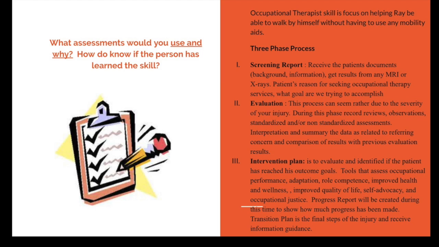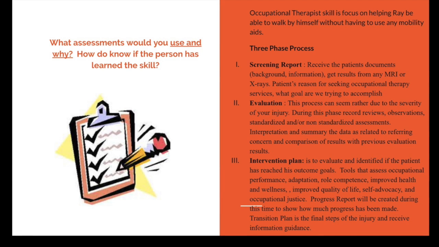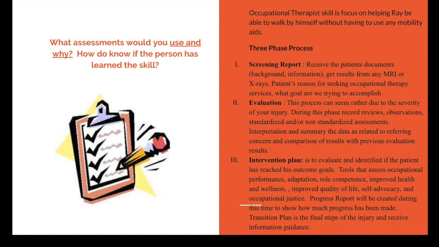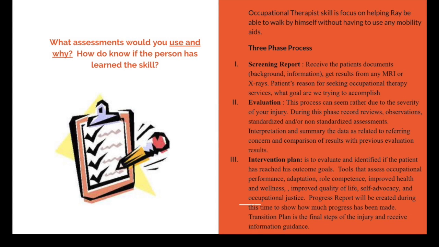In order to assess Miller's progress, we will be using a 3-phase process: the screening report, the evaluation, and the intervention plan. The screening report is any background information, MRIs, X-rays, to determine the ultimate goal we're trying to accomplish. The evaluation plan is when we begin to give many exercises to see what progress Miller is making. The intervention plan is used to evaluate Miller's progress over the whole time and to create a transition plan to help him in the final steps of his injury.